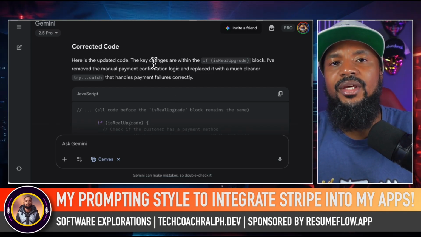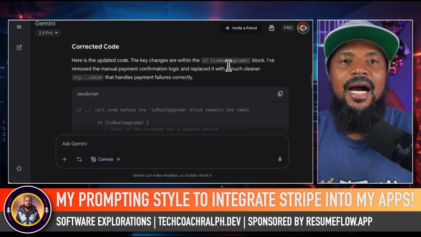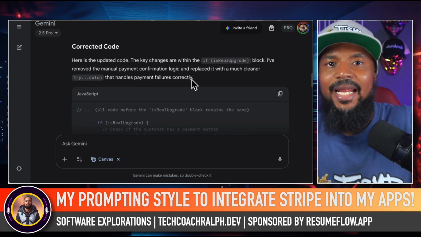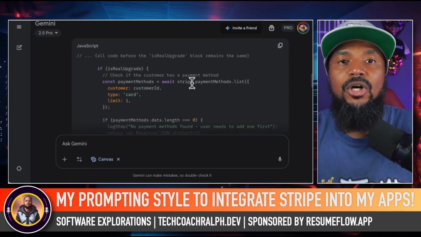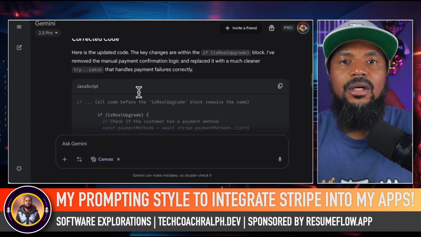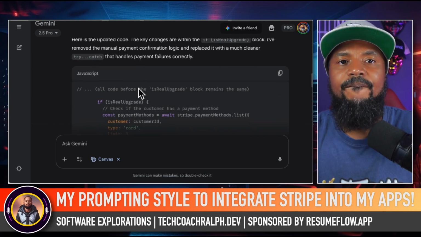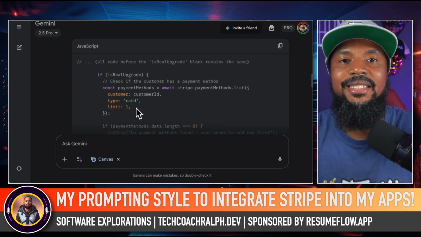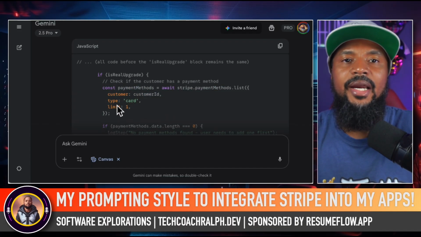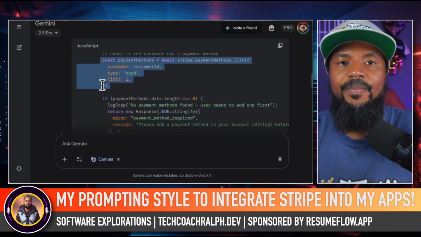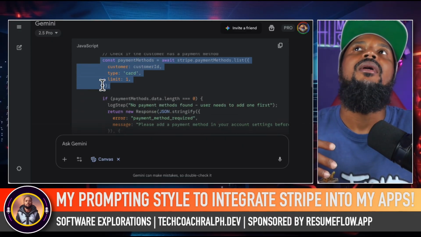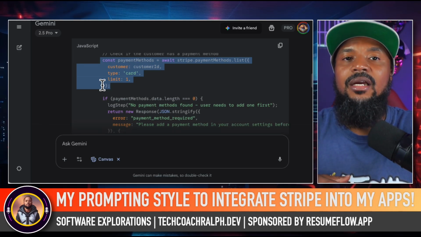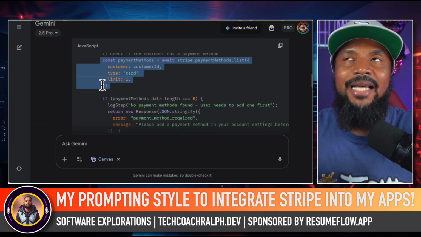The key changes are within the is real upgrade block. I've removed the manual payment confirmation logic and replaced it with a much cleaner try catch that handles the payment failures correctly. So this is the code that it gives me. It's basically telling me what I need to do. So I went in and I changed all of this over here, right? And I'm making it work the way it described it to me, because it was working, but it was not working correctly. So I need to follow the guide of Gemini. And that's why by me prompting it, I can extract what I need.